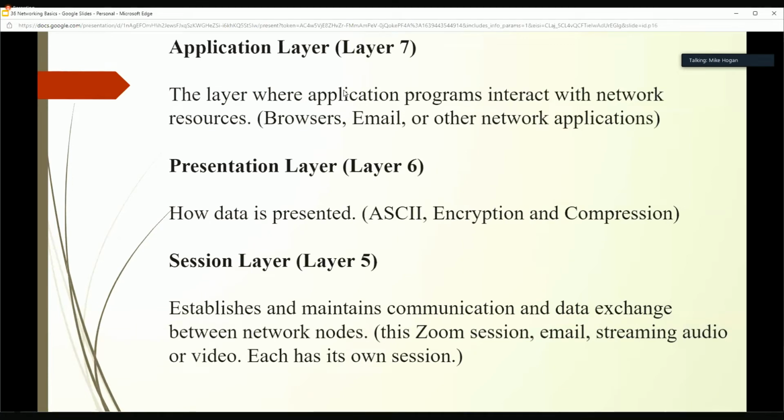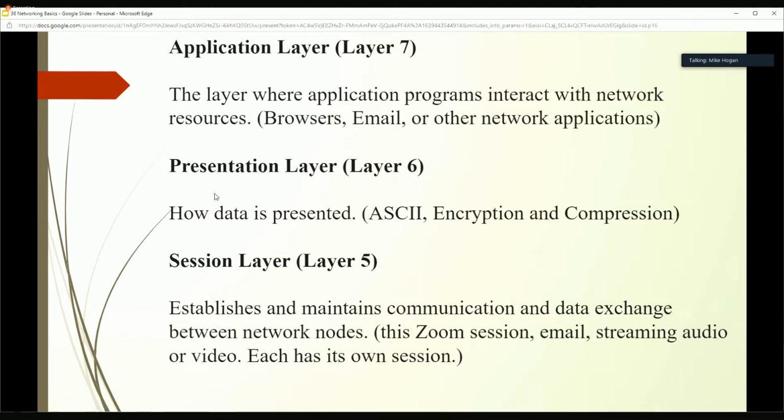So that top layer, the application layer, is the layer closest to the end user, the one you are connected to as you are on your laptop. It's the layer where application programs interact with the network resources: your browsers, email, and other network applications. That's layer 7. Whatever you do in terms of input into the device causes this process of encapsulation to begin.